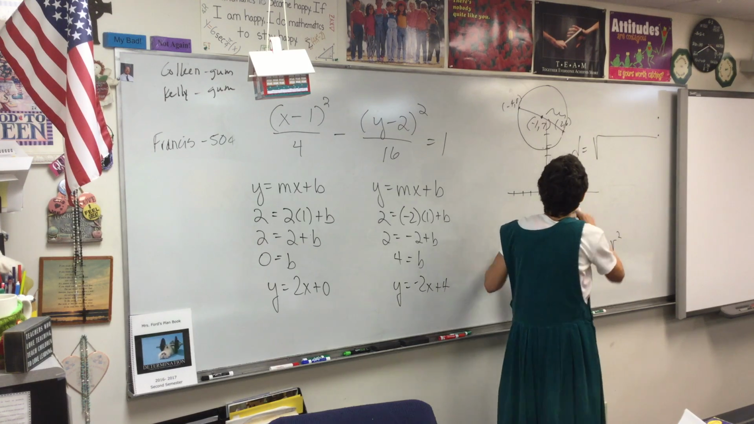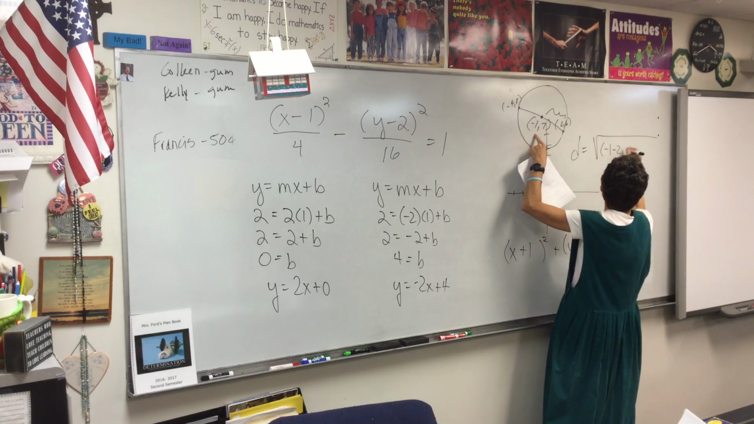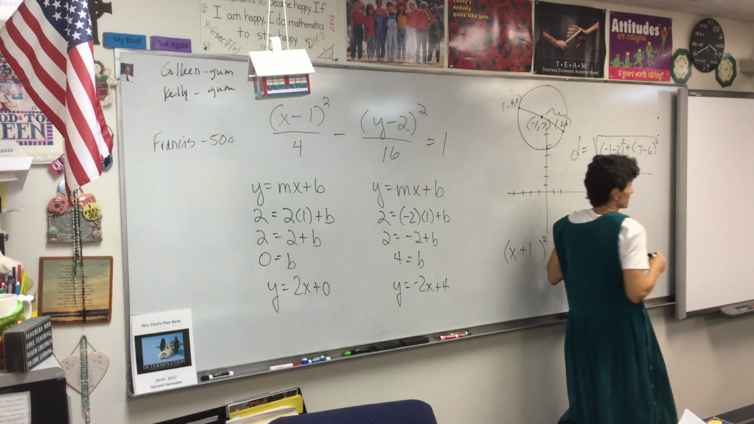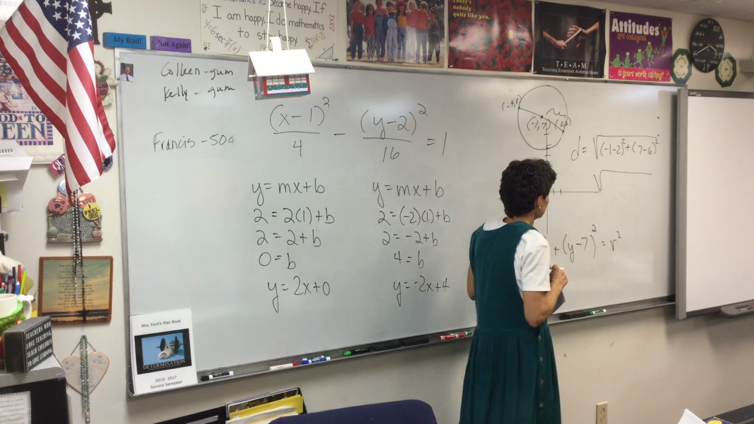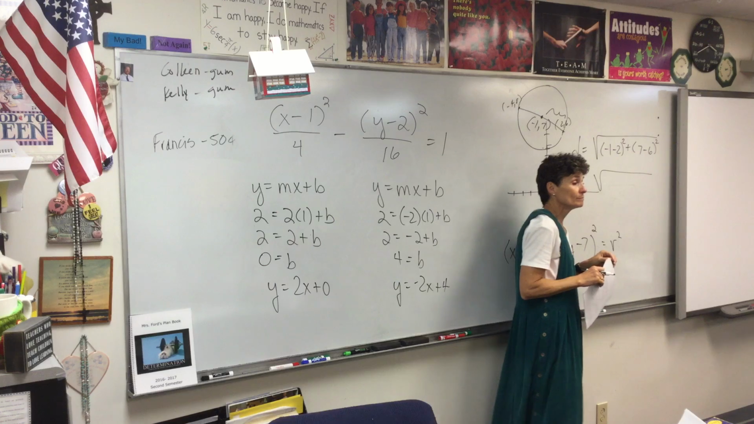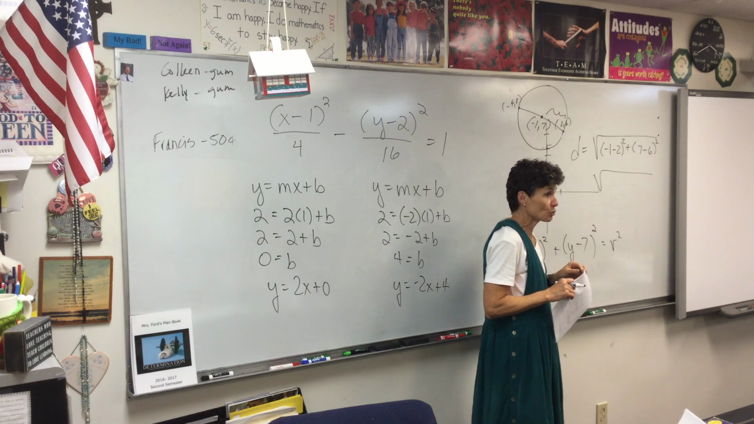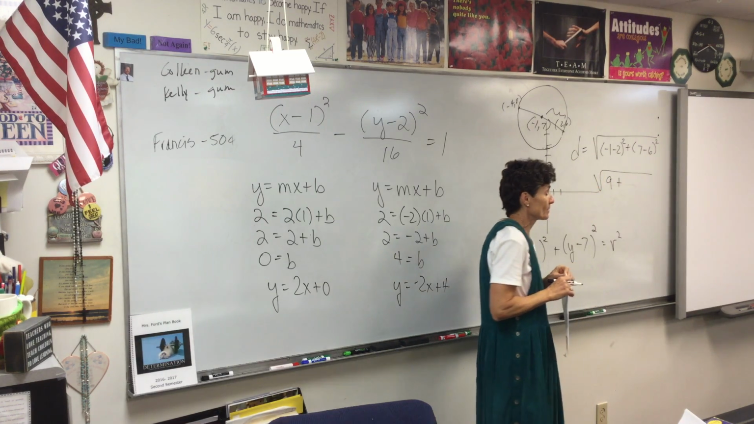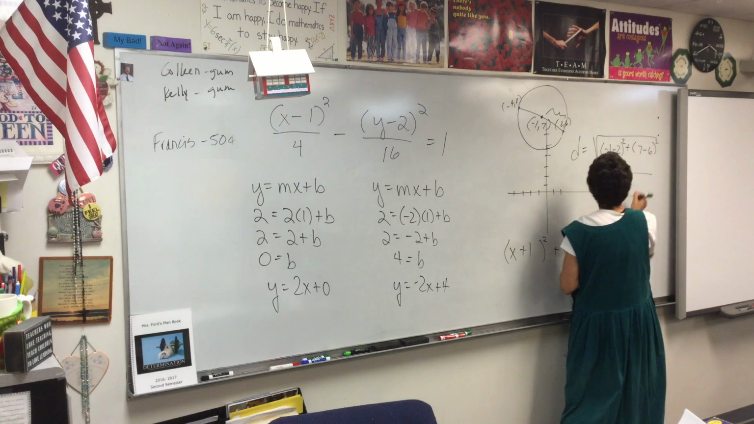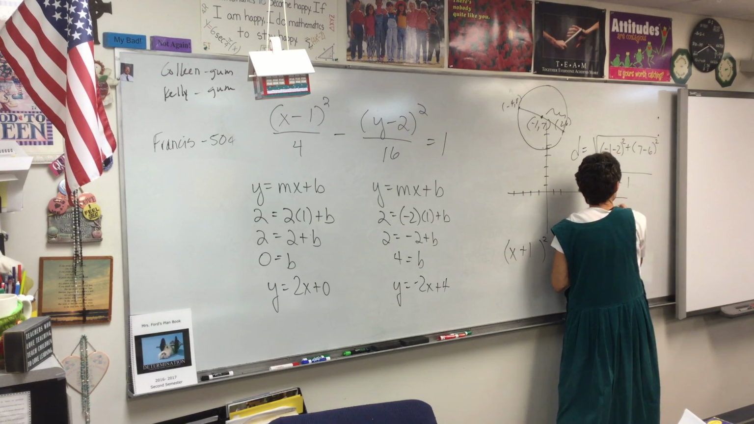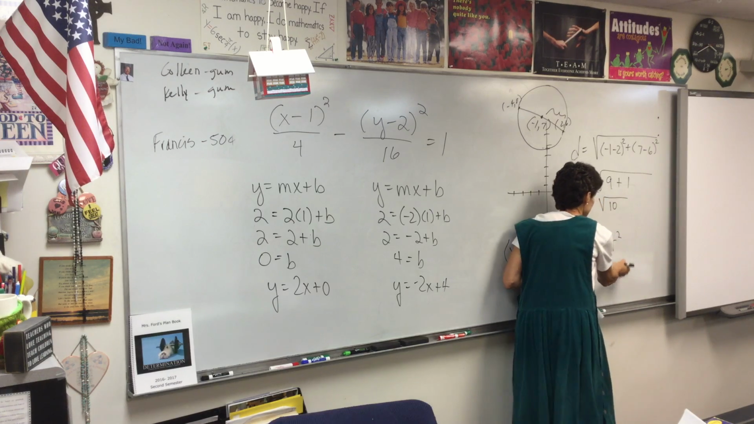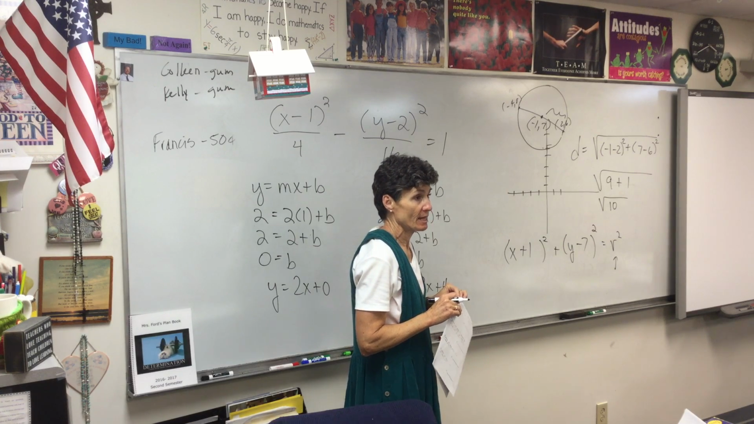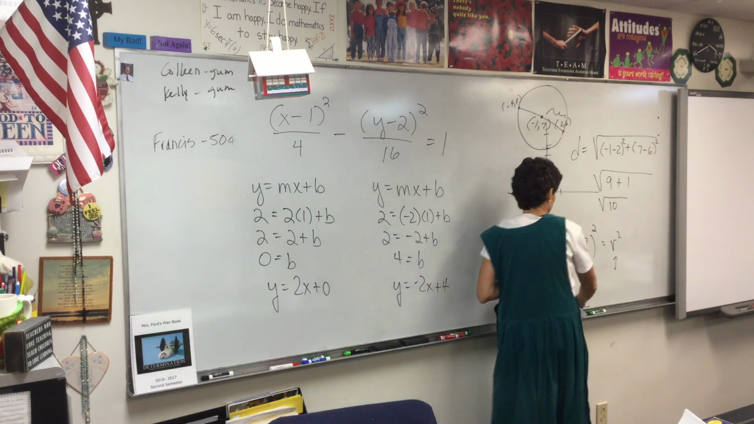So my formula says take your x's and subtract them, take your y's and subtract them. You guys can't forget stuff like the distance formula. It's too important. Negative 1 minus 2. Negative 3 squared. 9. 7 minus 6 squared. 1. So the radius is the square root of 10. Now what goes into my equation? Not the square root of 10, the square root of 10 squared, which is 10.